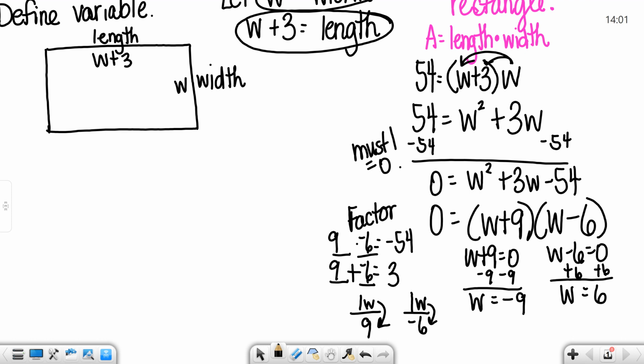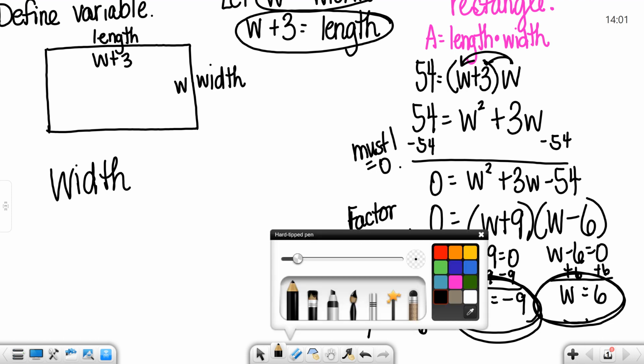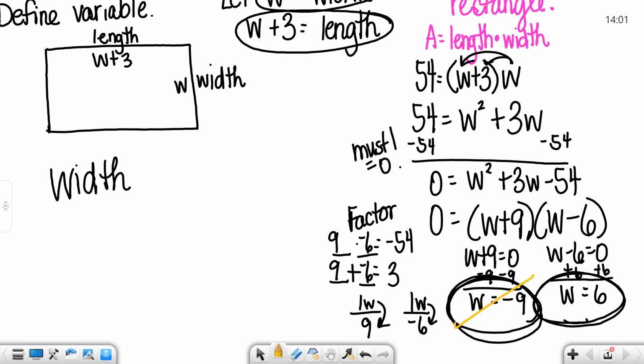Okay, so we got two answers for the width. Now the question above says, find the length and the width. Well, we just found the width, and we found two answers. So let's think ourselves through this for a minute. My width is 6, and my width is negative 9. If we're talking about how long something is on a rectangle, that's what we're looking for. How long is it? What is the length? How long is the width? Well, it can't be a negative number. So we didn't do anything wrong, but this is definitely not our width.